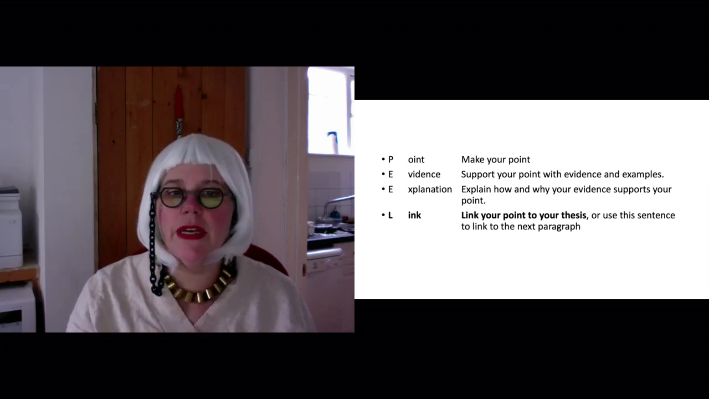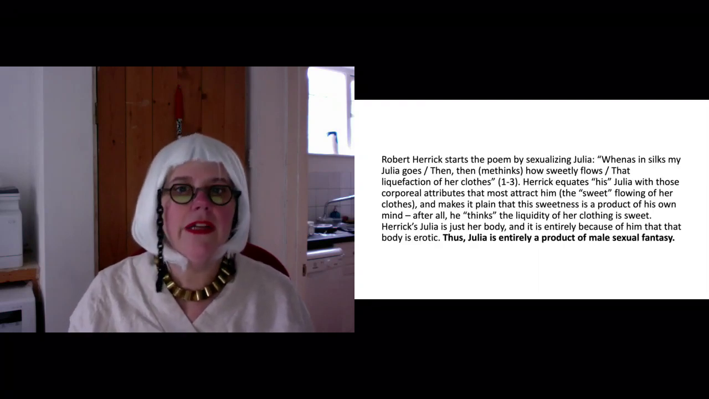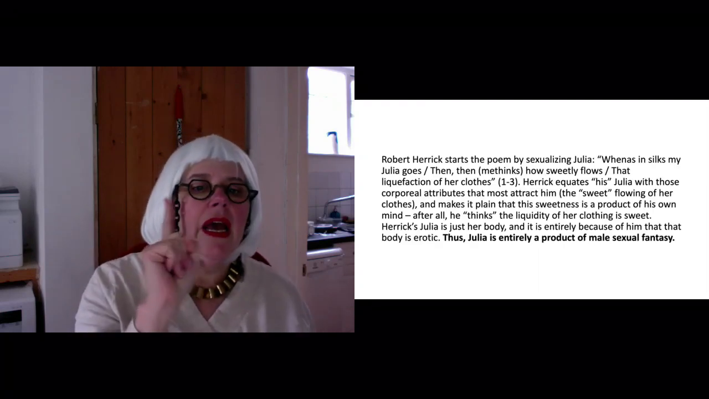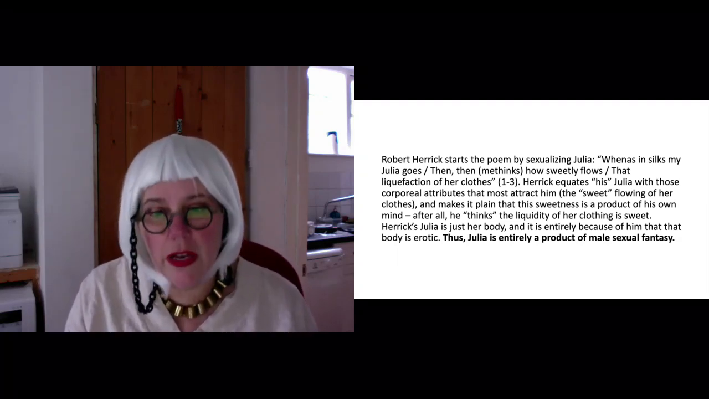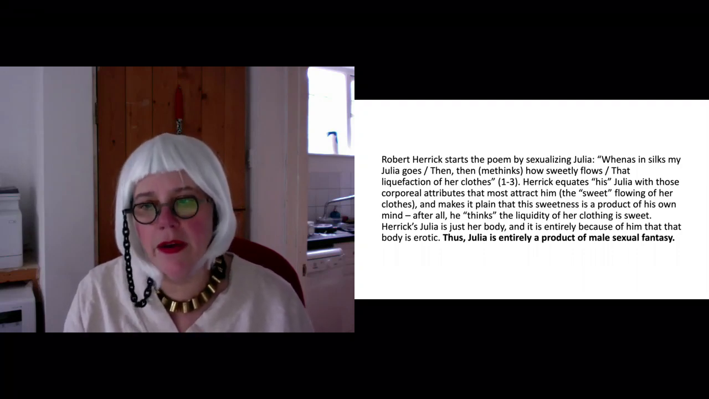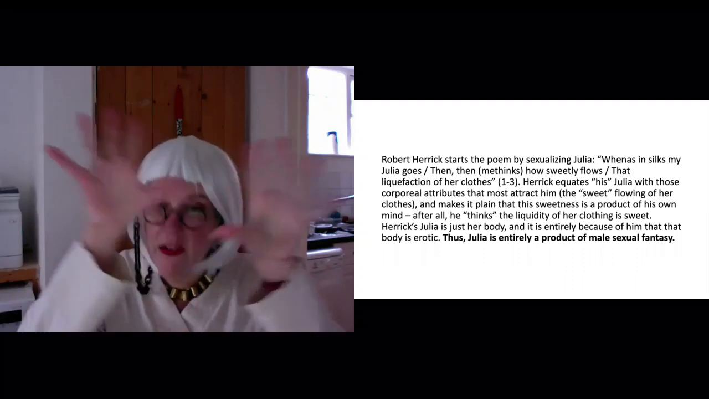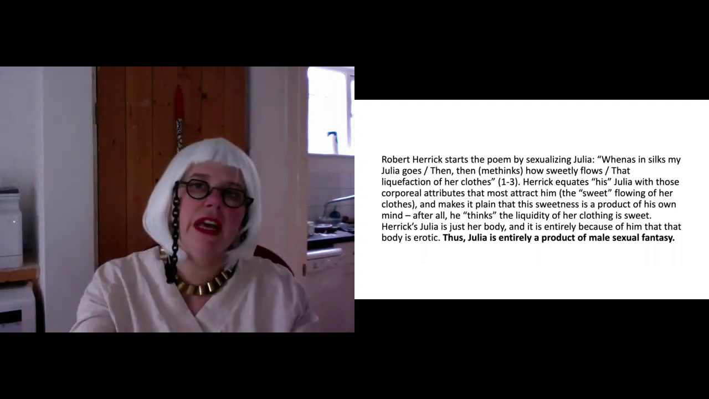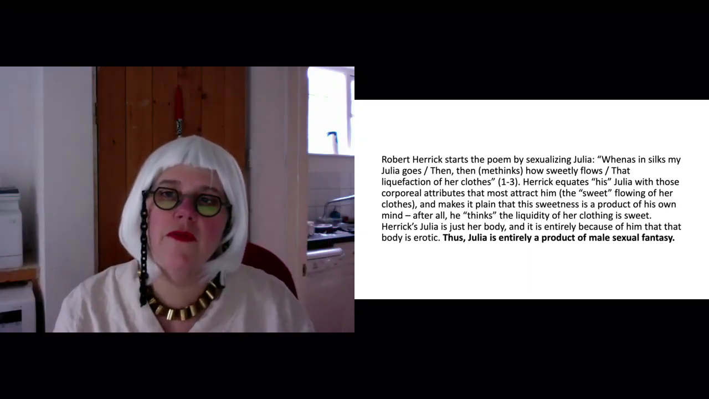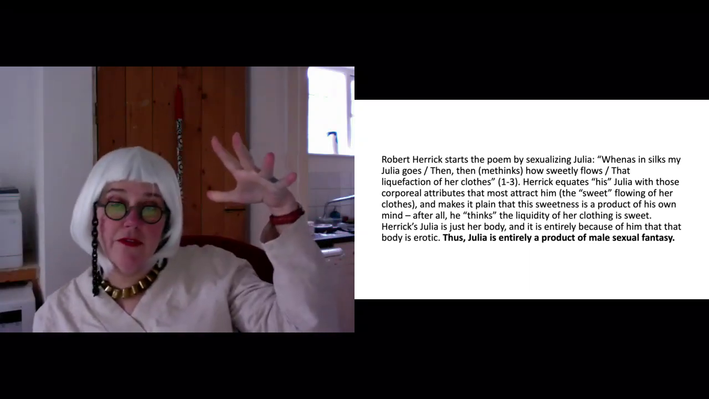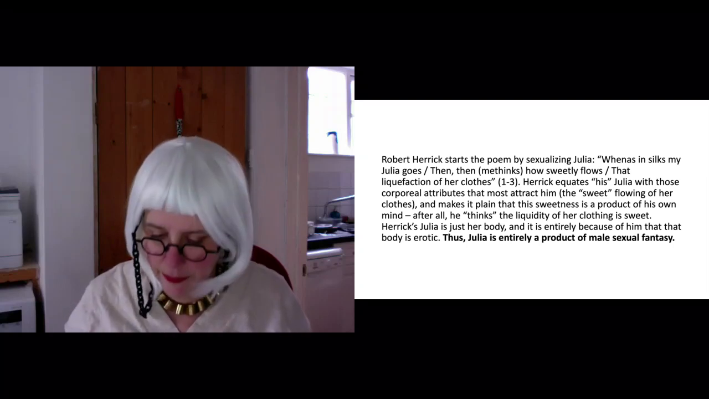Point, evidence, explanation, and now this is the first part of our link. Link your point to your thesis. Just takes one sentence, okay? Herrick's Julia is just her body, and it is entirely because of him that that body is erotic. Thus, Julia is entirely a product of male fantasy. Bang! That's why it matters. It matters because everything that you have just asserted, given evidence for, and explained leads to the larger point that Julia is entirely a product of male sexual fantasy, which, if we had the first introductory paragraph of this imaginary essay, would be the thesis of the imaginary essay.